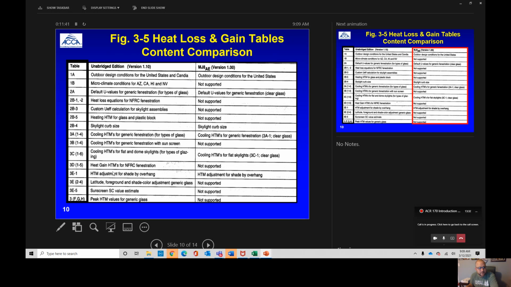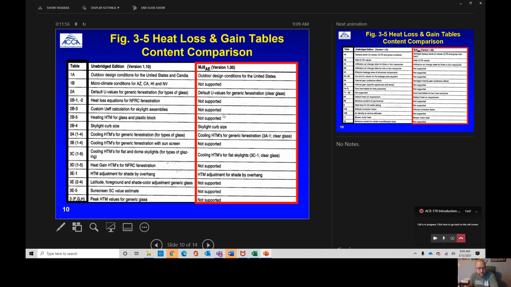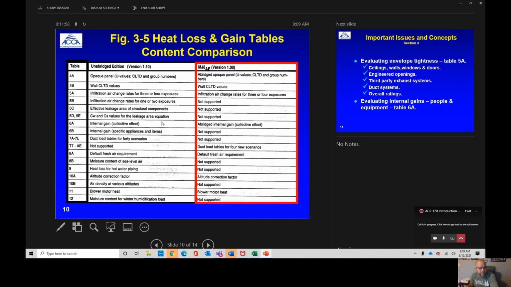All right, and this kind of breaks down your book again. I'm not going to spend a ton of time on this, but outdoor design conditions are in table 1A. U values, that's going to be for your glass. We have U and R values. Everybody's more familiar with R, but you aren't as familiar with U. So we'll get into that.